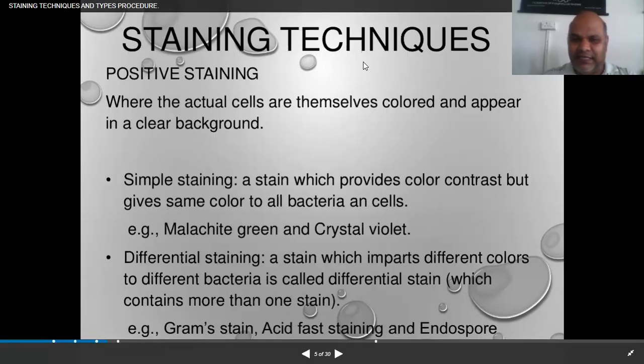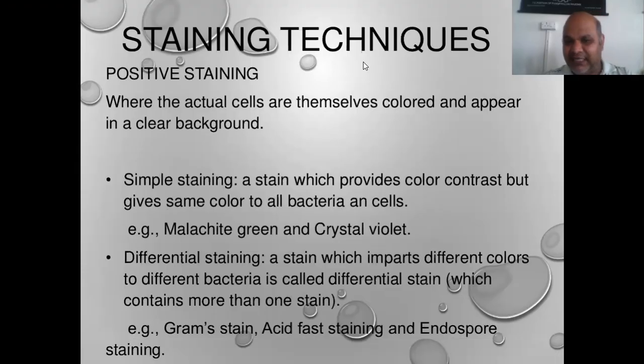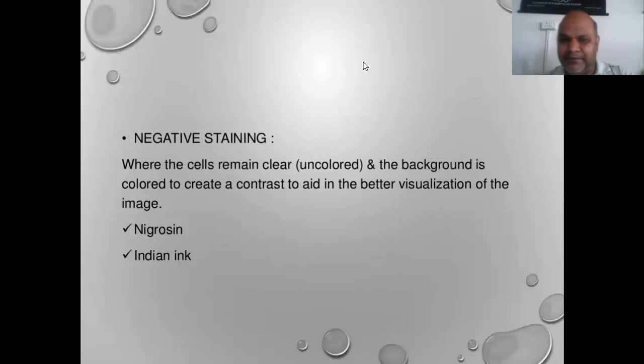Second is the differential staining. Okay, so the differential staining is the staining technique which imparts different colors to different bacteria, especially in the case where we have colonies which contain more than 2 different types of strains. Okay, in that particular case, we have to go for the differential staining to observe the different types of bacteria. And in the differential staining technique, there are various techniques like gram staining technique and acid fast staining technique. Both are specific techniques which come under the differential staining technique.